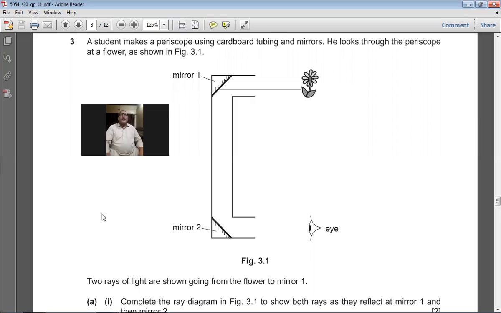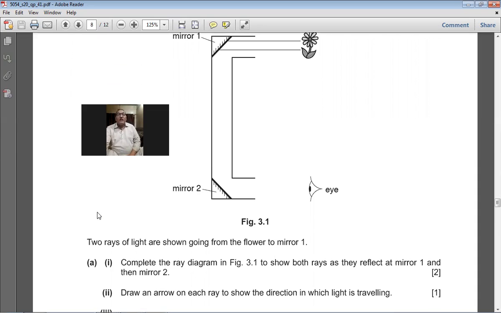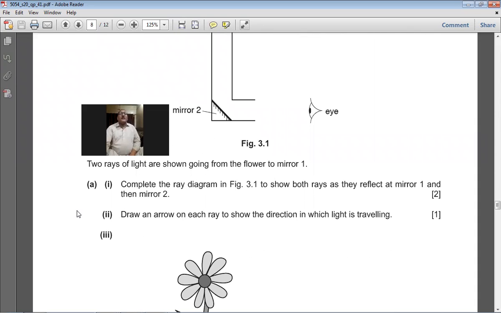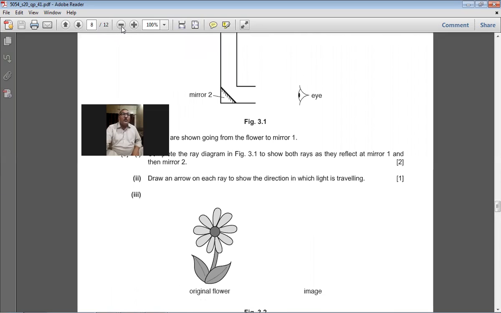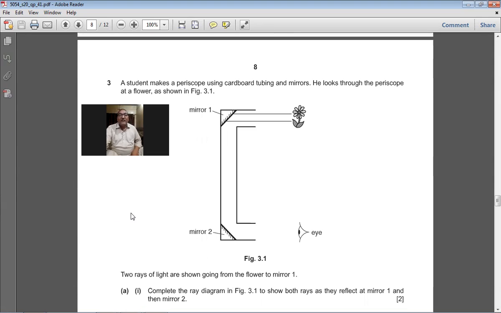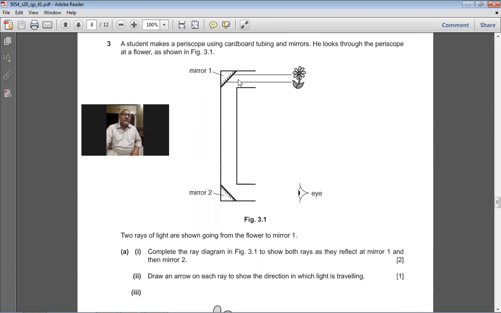Okay. A student makes a periscope using cardboard tubing and mirrors. He looks through the periscope at a flower as shown in figure 3.1. 2 rays of light are shown going from the flower to mirror 1. Complete the ray diagram in figure 3.1 to show both rays as they reflect at mirror 1 and then mirror 2. Draw an arrow on each ray to show the direction in which the light is traveling. So we are talking about this diagram. So this is mirror 1. From here they will be reflected, from here they will be reflected, and the light goes into the eye.